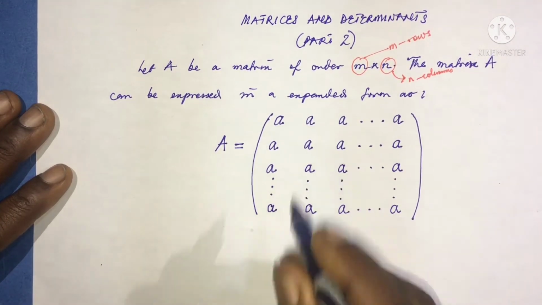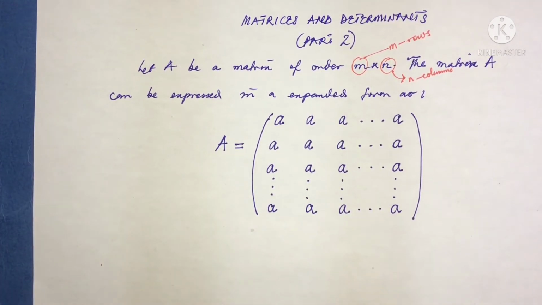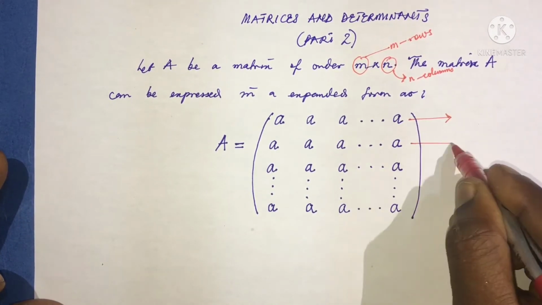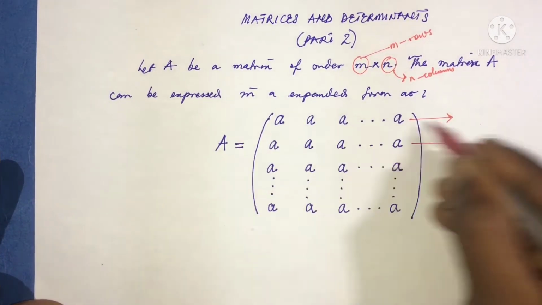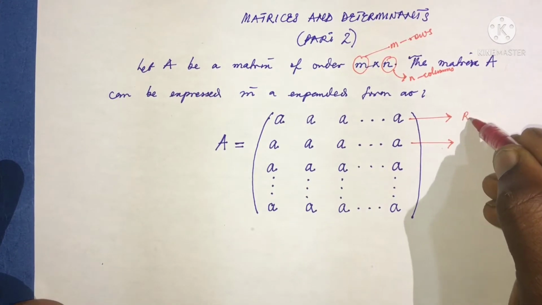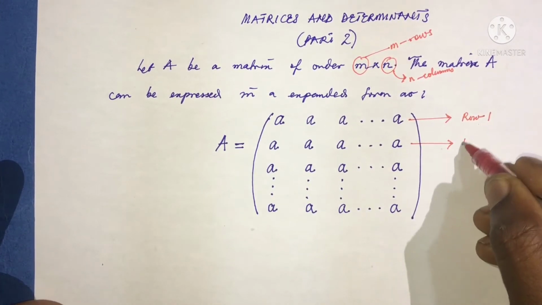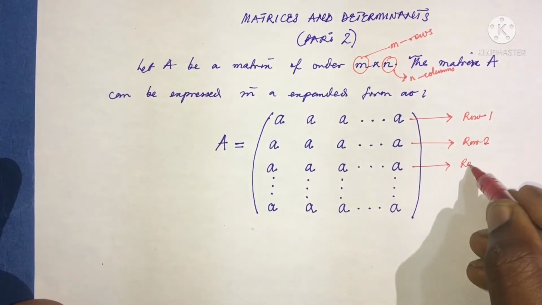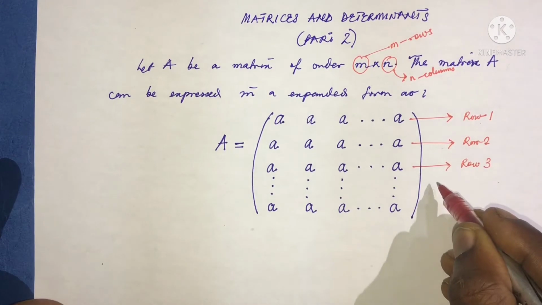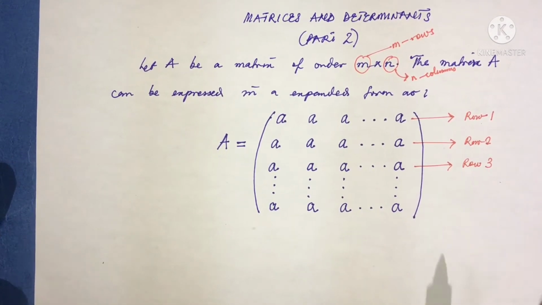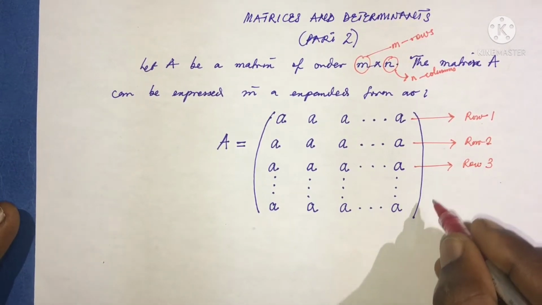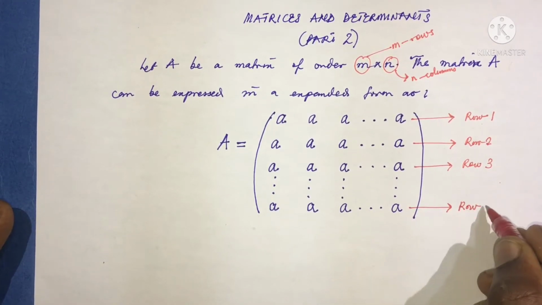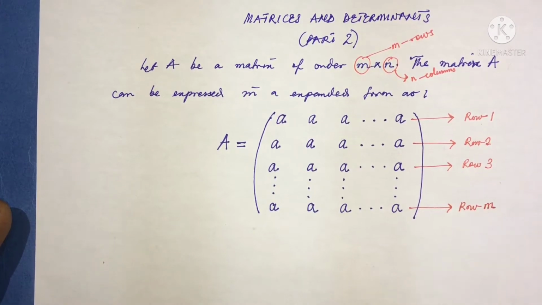Now, in a matrix, we start talking about rows from the first horizontal space: this is row 1, this is row 2, this is row 3. Because we don't know the total number of rows specifically, we will continue until we get to the last row, and according to the order of this matrix, this should be row m.